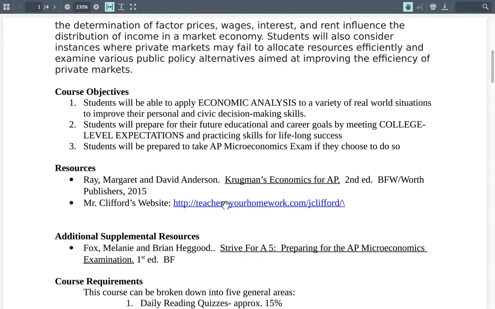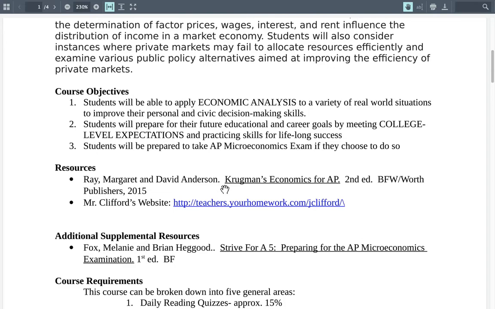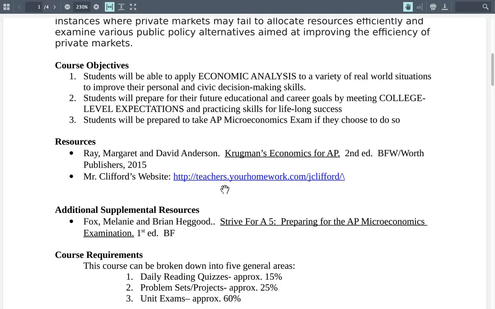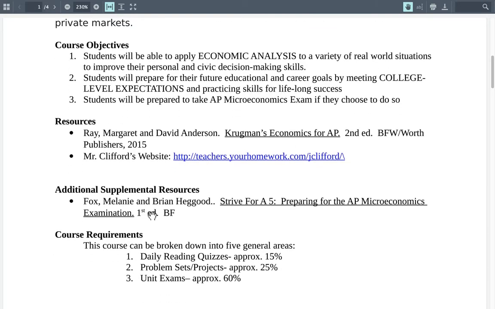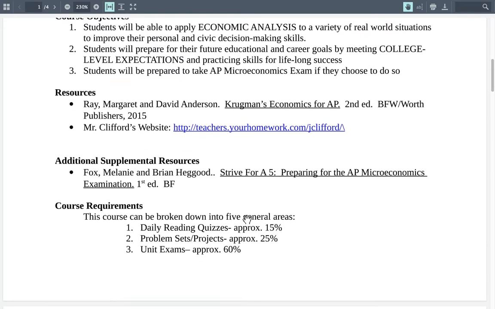As far as the resources go, they are presented with a textbook on day one. Throughout the course, I'll also be giving them some other websites, but this one's a very good one to get some information to help them prepare for tests in this class and also for the AP exam. There's also something else out there that they would have to buy, called Strive for a 5. They can also purchase that to help them prepare for the test.